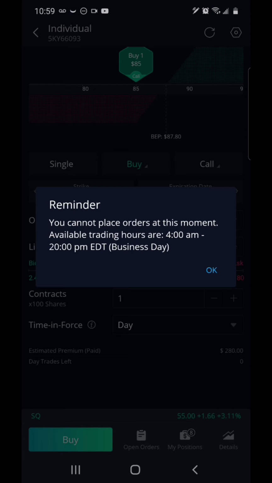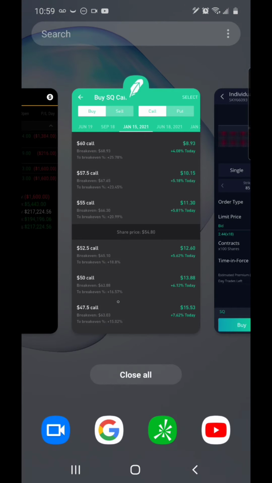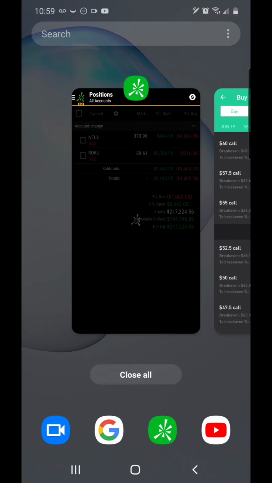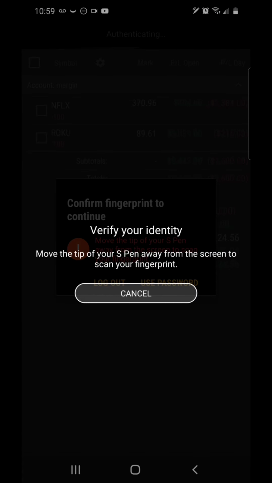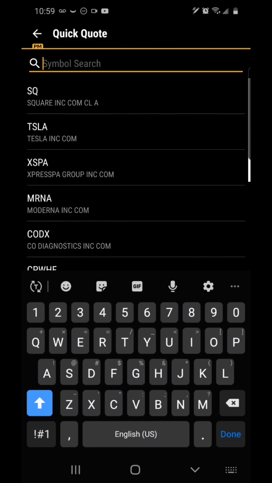And like I mentioned before, we're doing this after market hours, so it doesn't allow me to submit. So now we're going to go into Thinkorswim from TD Ameritrade, and we're going to submit the same exact order. This is the paper trading account.